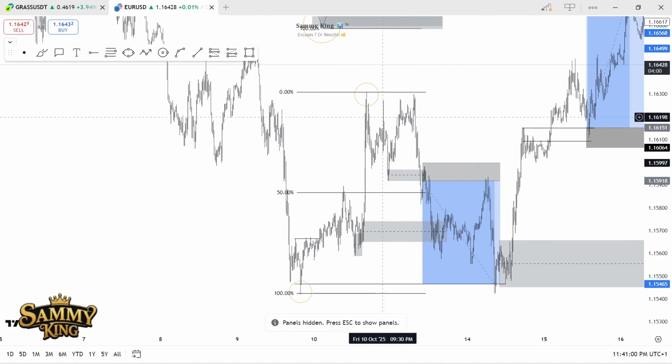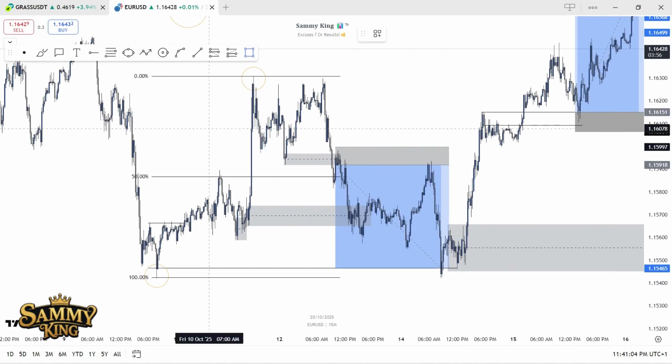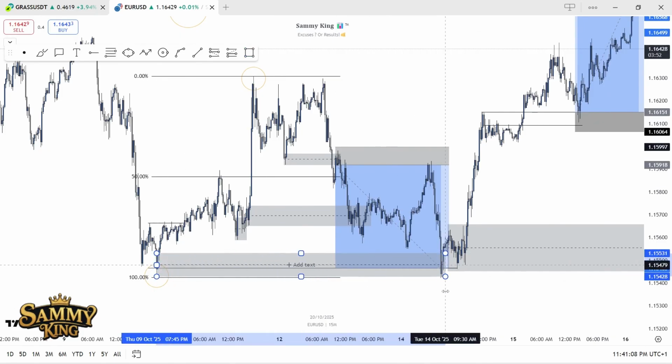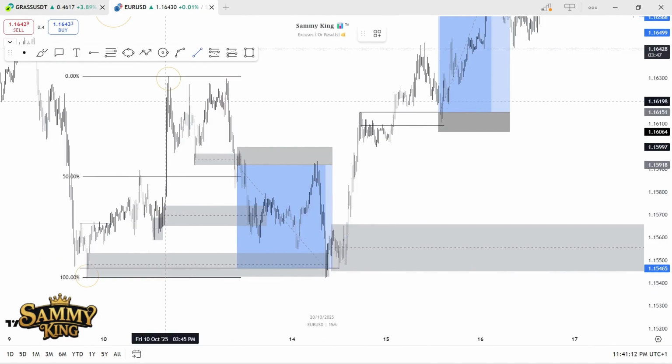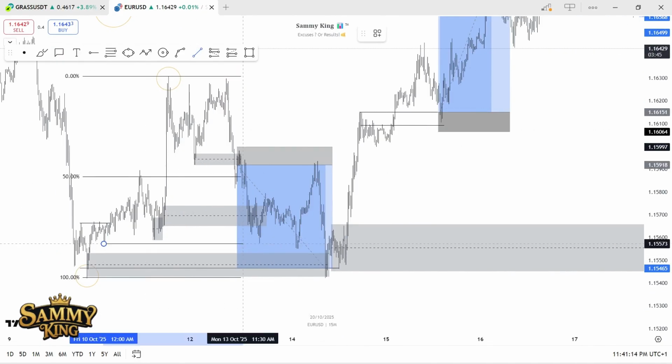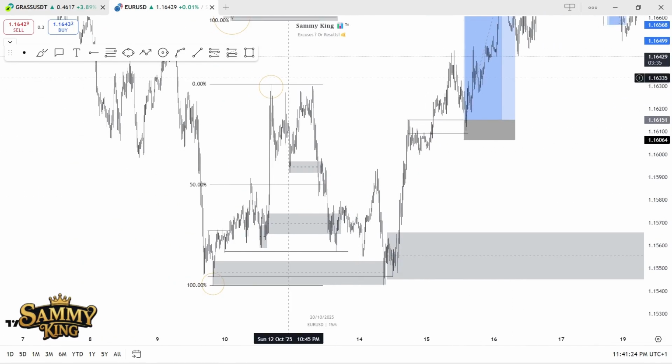So let me look for more examples. As you can see here, price came back to the discounted order block and cleared out all of this liquidity here, or you can just mark this out like this. Price cleaned out all this liquidity here and bought.